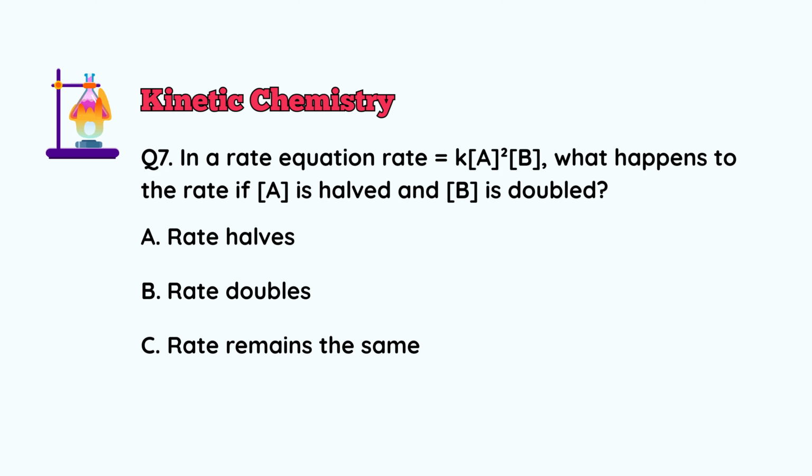Question 7. In a rate equation, rate equals Ka squared times B, what happens to the rate if A is halved and B is doubled? Is it A, rate halves, B, rate doubles, or C, rate remains the same? The answer is A, rate halves.